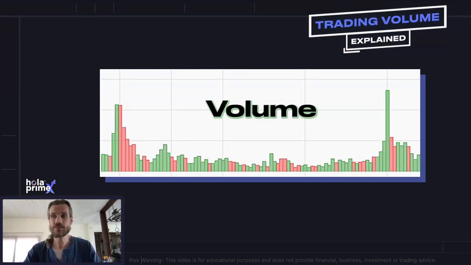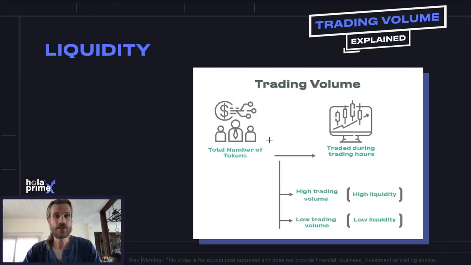Volume in trading is the number of coins, tokens, or assets traded in any given period. It is displayed on price charts like this. Simply put, trading volume is the combination of the total number of tokens, coins, or assets traded during any given period. Higher trading volume equals higher liquidity in the market. Lower trading volume equals lower liquidity.